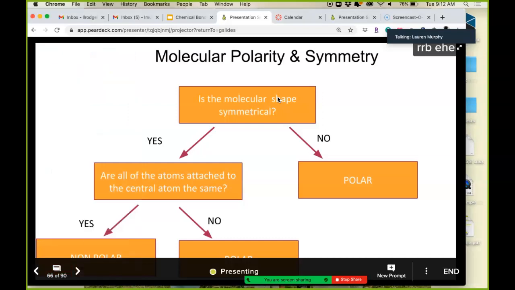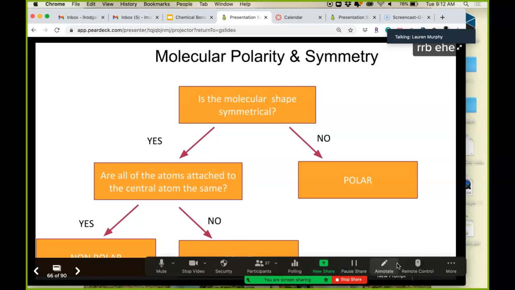So you need to know if the molecule is symmetrical. If it is asymmetrical, instantly the molecule is polar. Now, the problem is if it's symmetrical, it could still be polar or nonpolar, but you have to focus on who is attached to the central atom. So linear is a symmetrical shape.